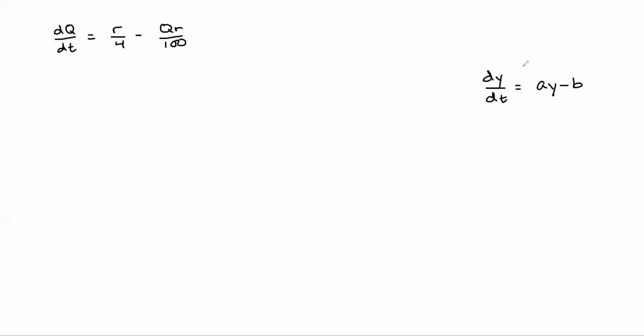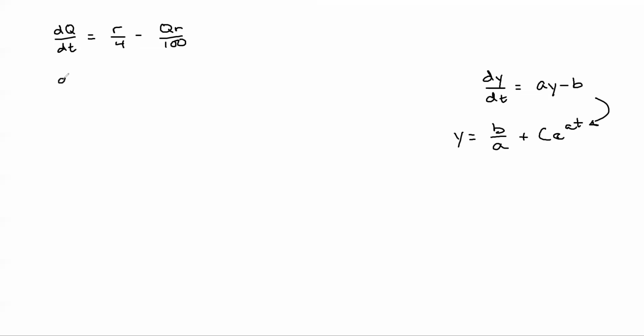Okay, so when we solved this, what did we end up getting? We went through and said that the formula for this is going to be b over a plus Ce to the at. That's what we end up getting when we solve differential equations that have this structure. This is a formula that we derived in an earlier video. Okay, so we just want to go through and use that.